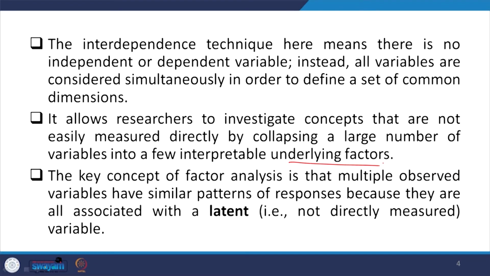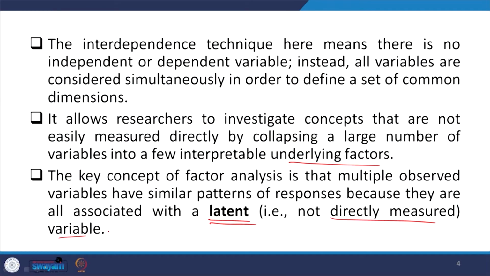The key concept of factor analysis is that multiple observed variables have similar patterns of responses because they are all associated with a particular latent variable, which is not directly measured. So, the meaning of latent is that there are some observations which we are going to derive that will explain a larger goal, but since a set of variables is defining that particular variable, it cannot be directly observed. Okay. So, therefore, it cannot be directly measured, but that latent variable could explain so many things for the researchers, as we are going to discuss.